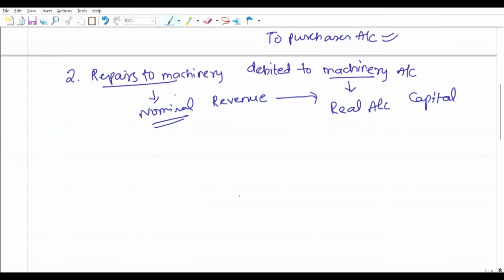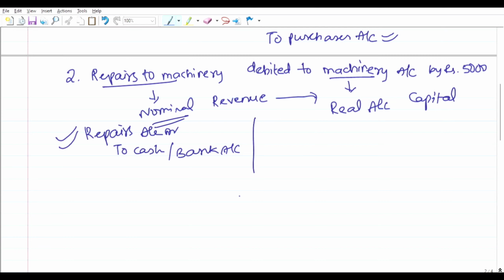How are we going to write the entry? Say it was debited to machinery account by rupees 5,000. Whenever repairs to machinery are incurred, we write the entry repairs account Dr to cash or bank account, right? This is the correct entry to be incorporated into the books of accounts. But what happened? They debited machinery account. That means they wrote the entry machinery account Dr to cash or bank account.